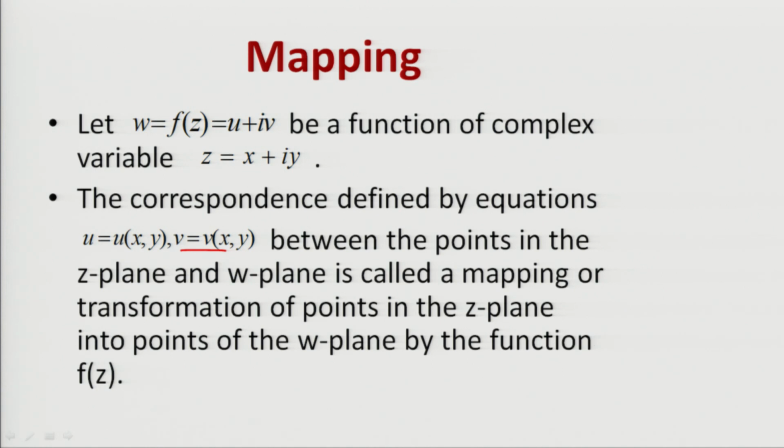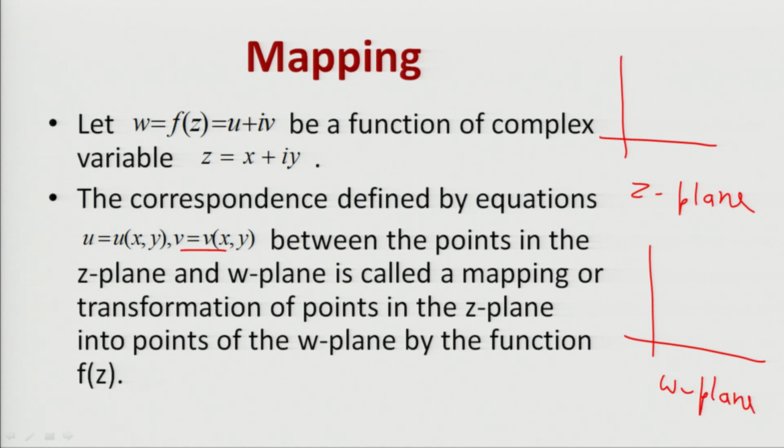To show the mapping in the complex variable system, we need two planes. First is the z plane and second is the w plane. In the z plane we represent x, y in this way, and in the w plane this line will be the u axis and this is the imaginary axis, that is v, and this is the origin. Whatever the relation in x, y, we will discuss the relation in u, v and x, y.